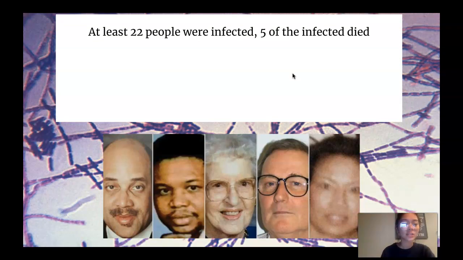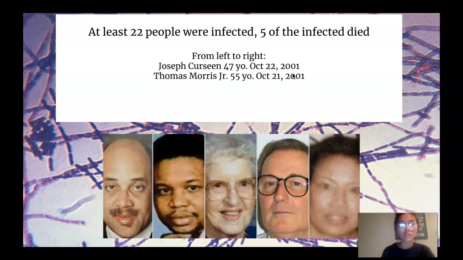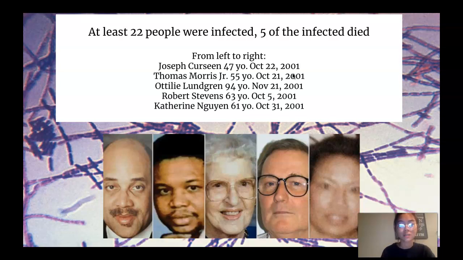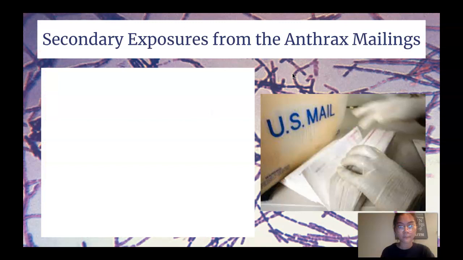So at least 22 people were infected by the anthrax mailings, and 5 of the infected did die. So that includes Joseph Curseen, Thomas Morris Jr., Ottilie Lundgren, Robert Stevens, and Kathy Nguyen.